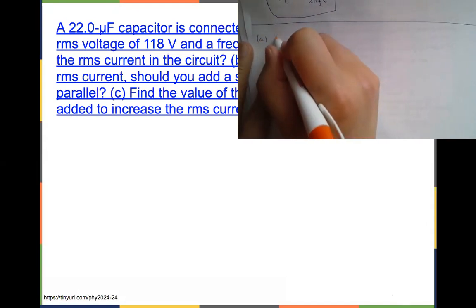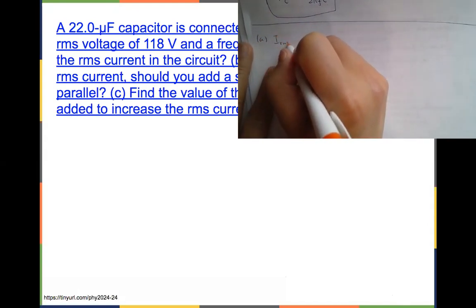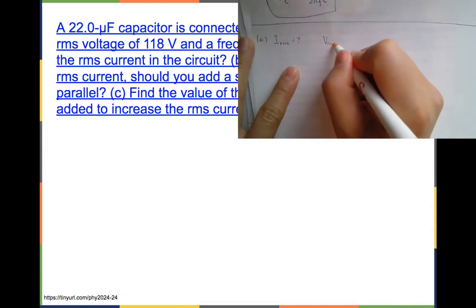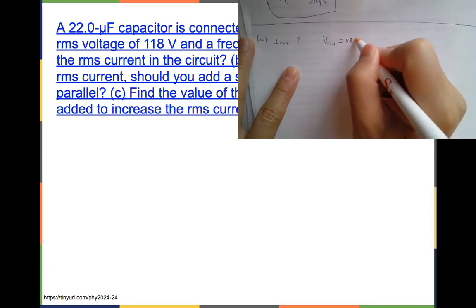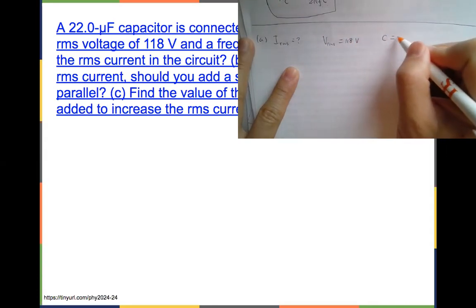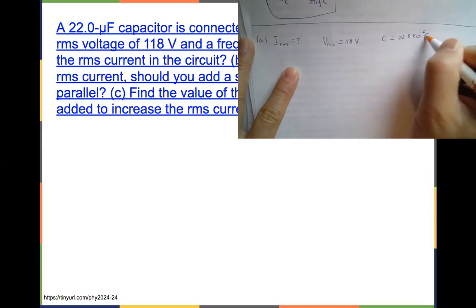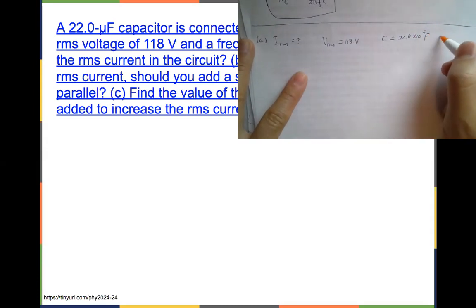So we are looking for high RMS here. It gives us the VRMS, 118 volts. It gives us C equals 22.0 microfarad times 10 to the negative 6. The frequency is 60 Hertz, okay?